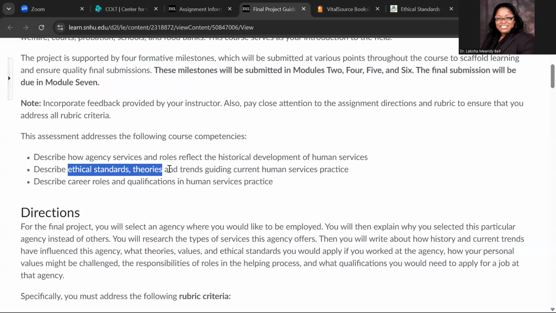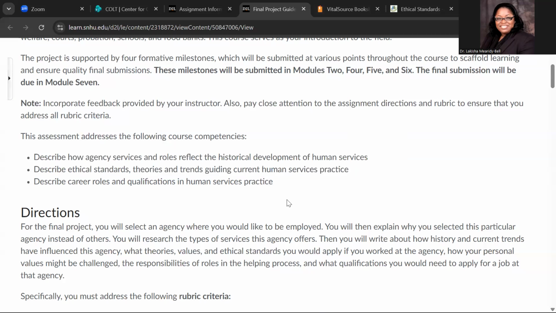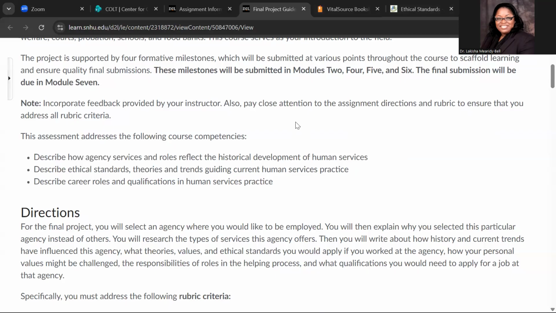In describing ethical standards, theories, and trends of current human services practice, please refer back to, I would say, the ethical standards, which can be found on page 10, or you can visit the National Organization for Human Services website. Let me show you where that is.